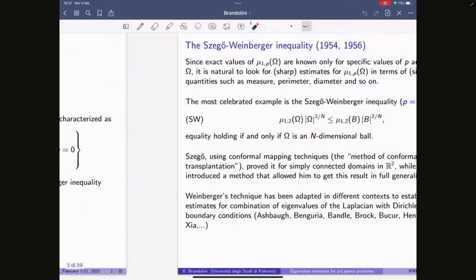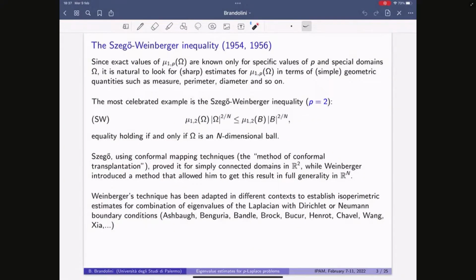The problem is that the exact values of this μ1 are known only for really specific values of p, more or less p equal to 2, when the p-Laplace operator coincides with the classical Laplacian, and in limit cases like p equal to 1 or p equal to infinity, and for very special domains like balls or rectangles. And so it is natural to look for estimates, and hopefully sharp estimates, for this μ1 in terms of simpler geometric quantities related to the set, such as measure, perimeter, diameter, and so on.